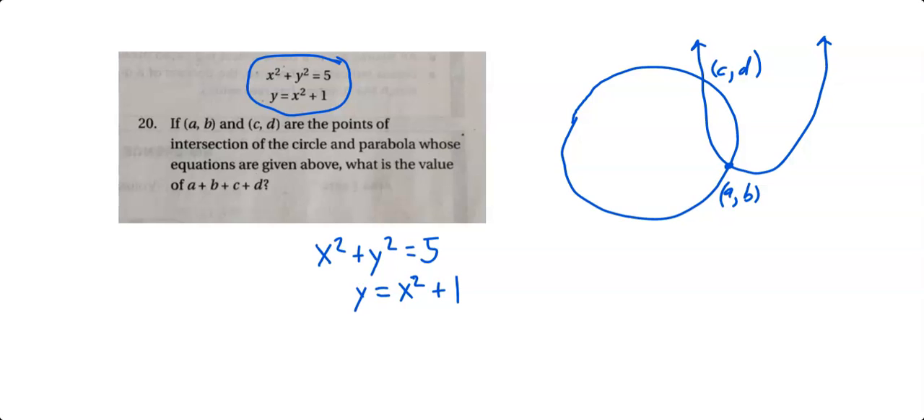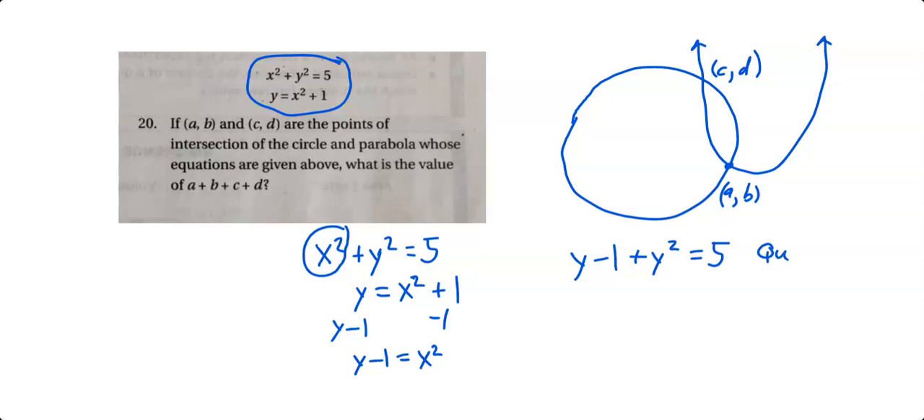If we substitute y up here, then we're going to have to square this whole thing, which means we're going to have to multiply a whole bunch of stuff out. That might be the more complicated way, but it might still work. But let's say we subtract 1 from both of these. That would give us y minus 1 equals x squared. So now we can substitute y minus 1 in place of that x squared. So we have y minus 1 plus y squared equals 5.